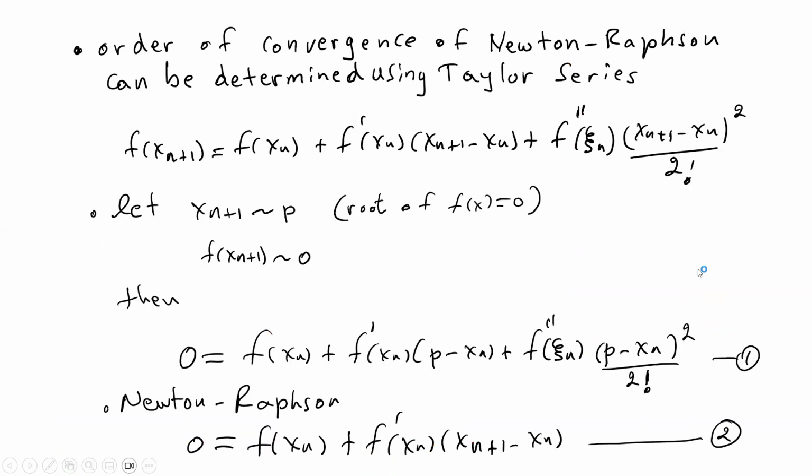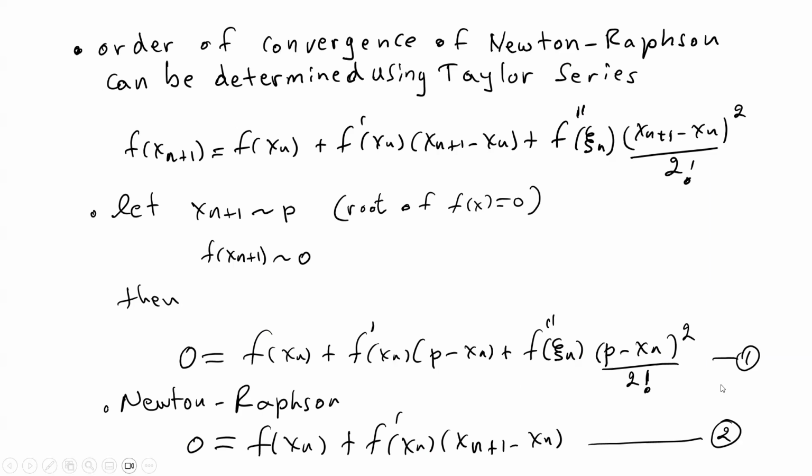The next topic is the order of convergence of the Newton-Raphson method. This value can be determined using the Taylor series. We start by expanding the Taylor series about x sub n and then evaluate it at x sub n plus 1. If x sub n plus 1 is close to the root, meaning the root p, then these terms tend to 0 and we can write p instead of x sub n plus 1, and we get these equations, which is the Newton-Raphson method. This is equation 2.